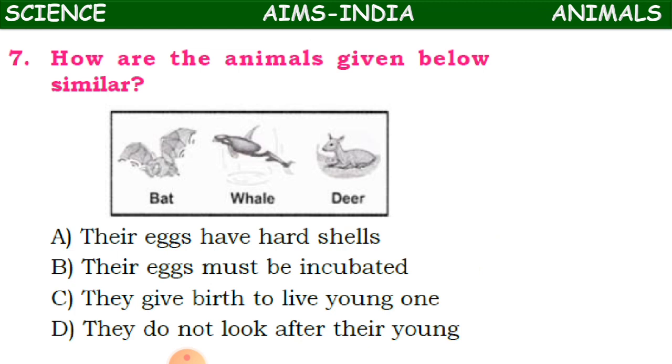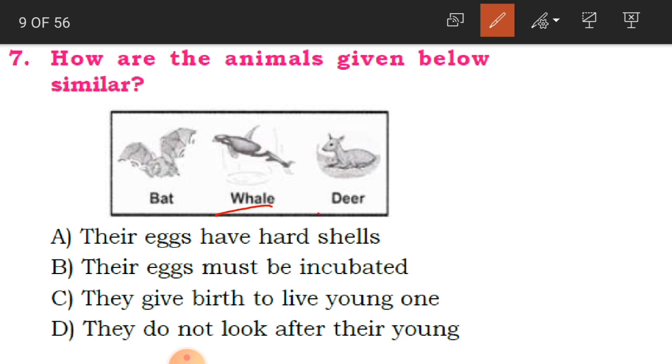How are the animals given below similar? This is the 7th question. So here you can see 3 animals in the picture. What are they? It is a bat, a whale and a deer. See here clearly, children, there is a bat, a whale and a deer in the picture. So how are these animals similar?